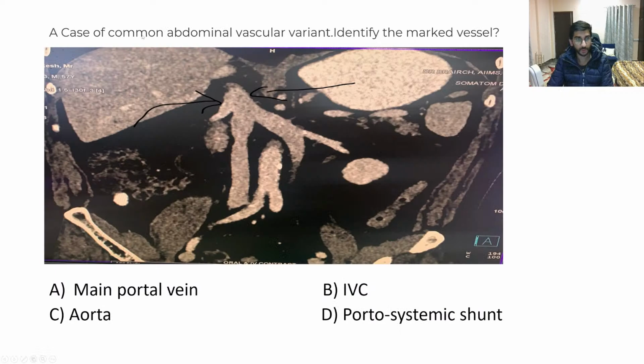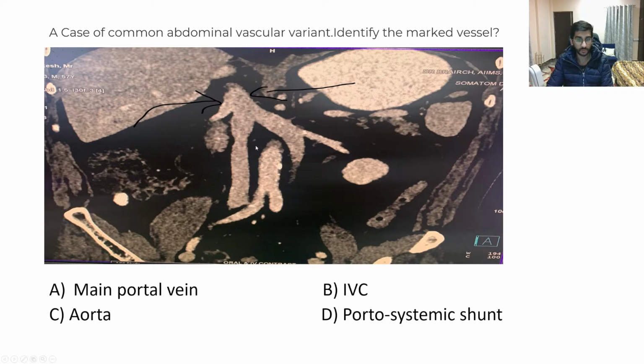So the next question was a common abdominal vascular variant. Identify the marked vessel. If you see, this is the aorta. So here, this is the IVC. This is the renal vein which is joining the IVC. So this is the duplication of IVC. So you see two vessels around the aorta.